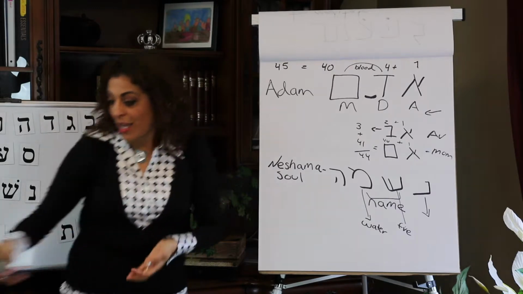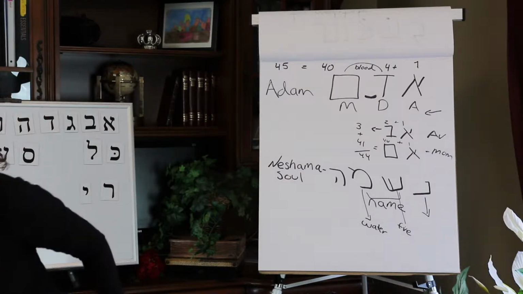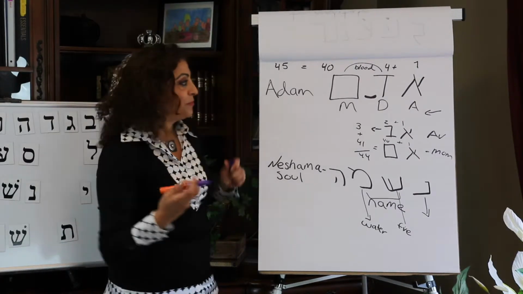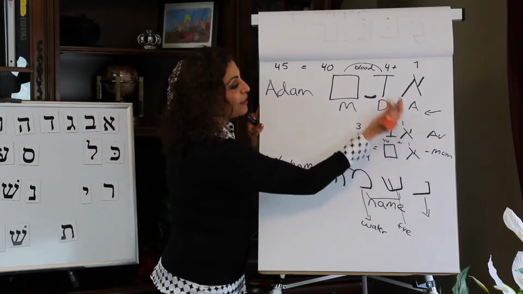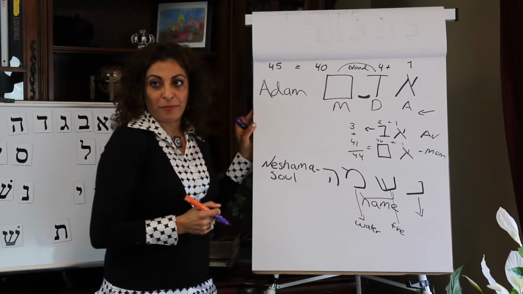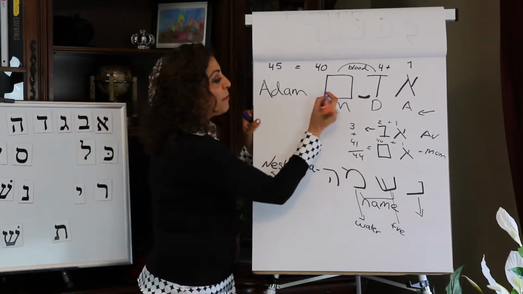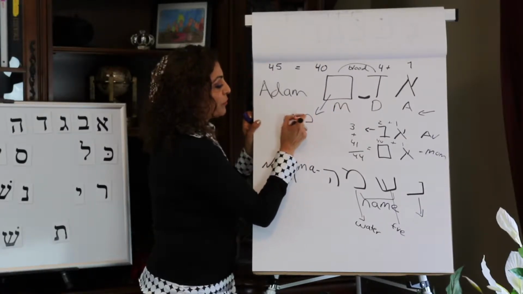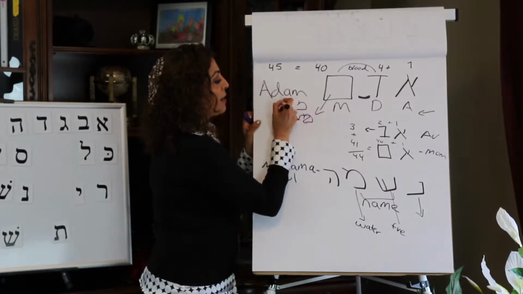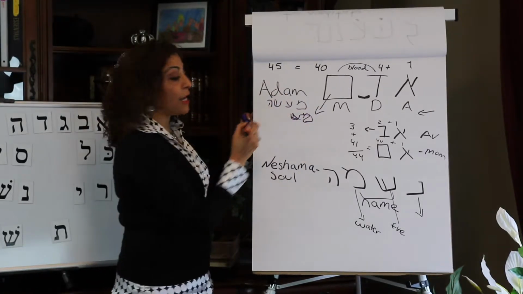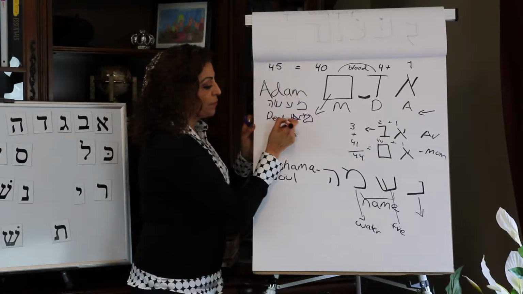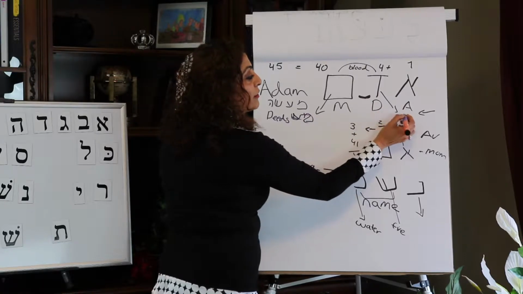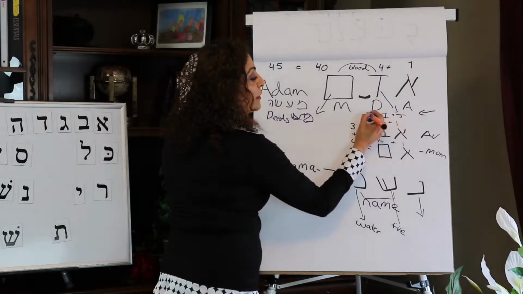Adam. I want you to think of how is a person measured? By what? Look at it as an acronym. The mem is for the word ma'aseh. Ma'aseh means deed. Deeds. Daled stands for dibur. And actually, I'm going to write it in transliteration.